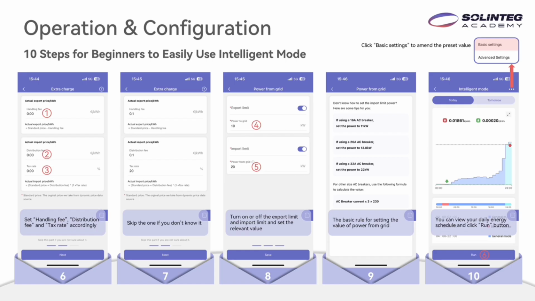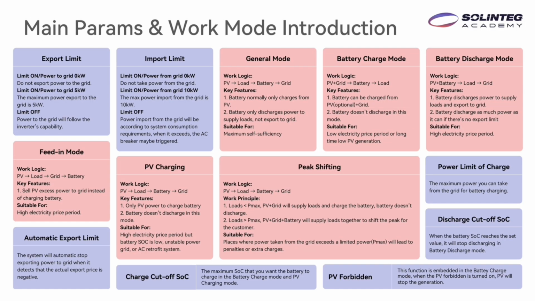The default mode of the intelligent mode uses the duration strategy, and the battery charge and discharge time will be 2 hours. For the rest of the time, the system will run in the general mode. We can still do some advanced settings for this intelligent mode, but before we introduce that part, we need to get familiar with some of the main parameters and the working modes of this intelligent mode.